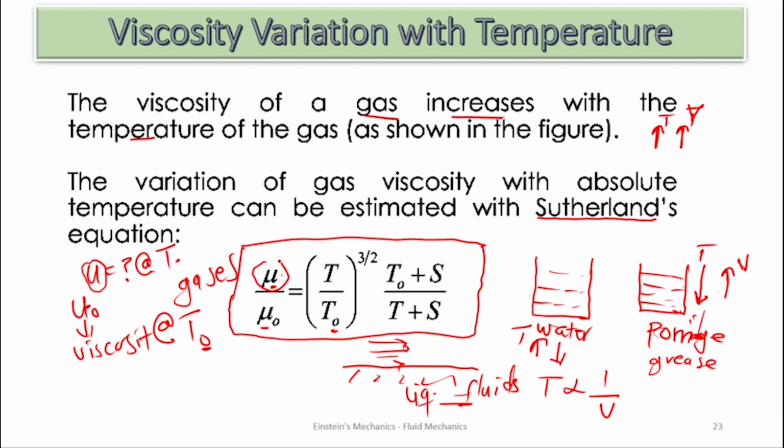So this mu is our unknown viscosity. This mu naught is our known viscosity. This temperature T is the temperature at which we are looking for this viscosity. And this T naught is the temperature of the known viscosity. S is what we call Sutherland's constant, and it's different for various gases. We will solve an example in the next section using this equation, and we'll see how best we will understand that. It's very interesting, and with that you can also make very good analysis. Are we good?